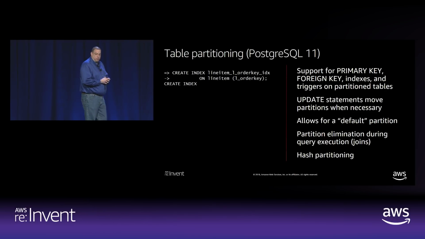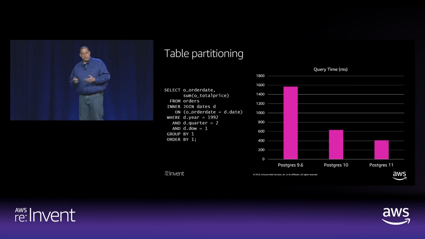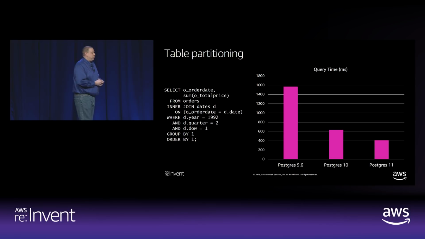The biggest advance is really partition elimination at execution time. Before Postgres 11, Postgres would only prune away those partitions at optimizer time. So you'd have to have something in your where clause to tell Postgres to eliminate all those other partitions. But that's not how people write code. People write code by joining to other tables, and you want to be able to prune via that join. So here's an example of just summing up all the sales orders for the Mondays in Q2 of 1992.